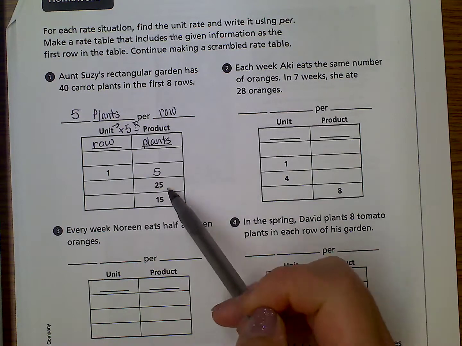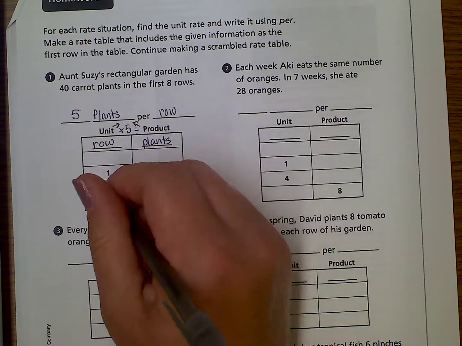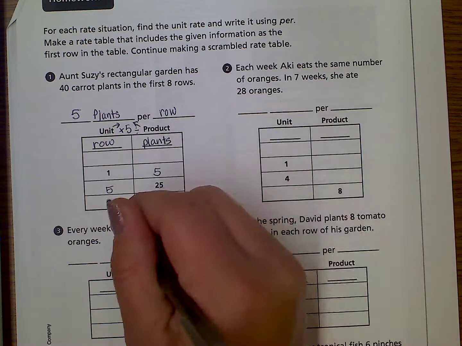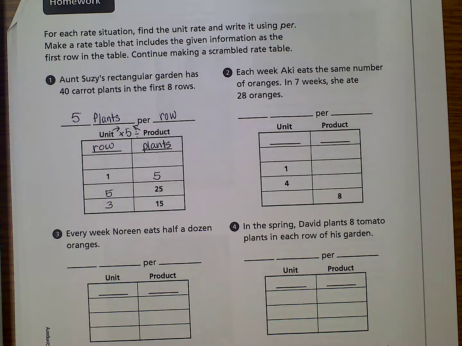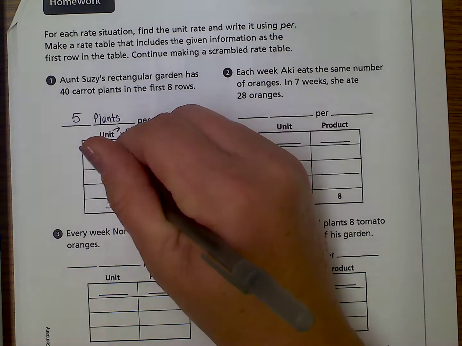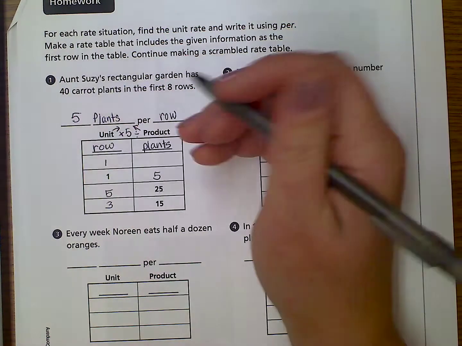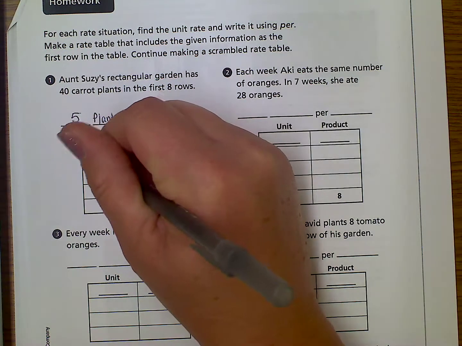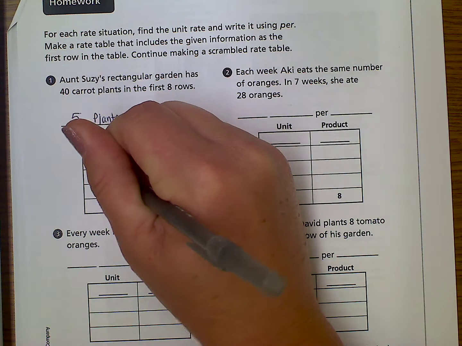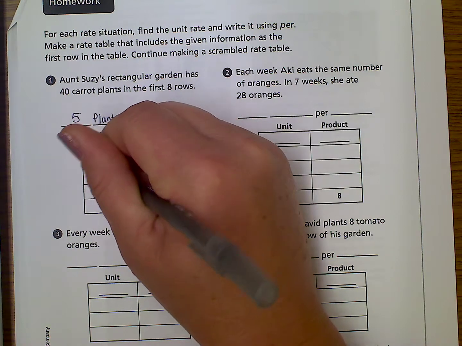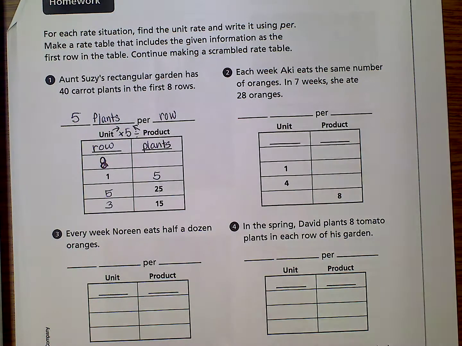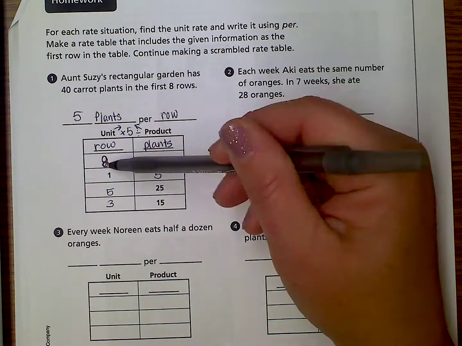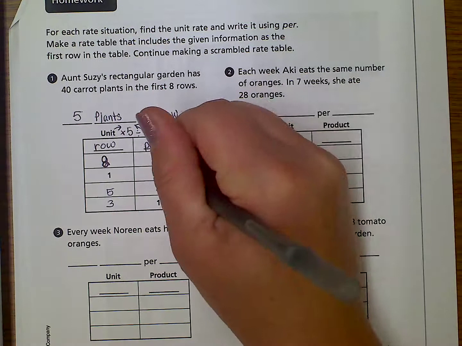25 divided by 5 is 5. 15 divided by 5 is 3. And now, we have a blank space. I'm just going to do 10. Actually, I'll do 5. I'm sorry, I'll do 2. No, I'll do 8. That's right, because I wanted to know. Well, technically I already have the answer to that. It's up here. If I have 8 rows, I will have 40 plants.